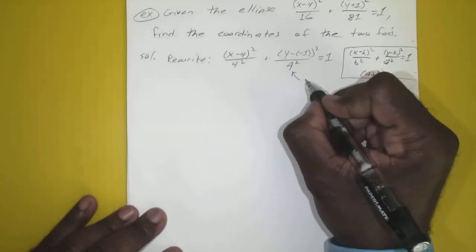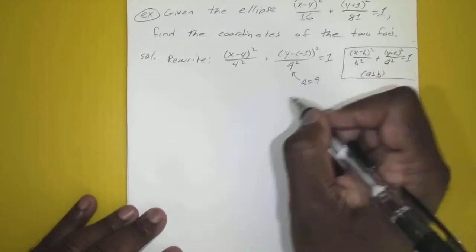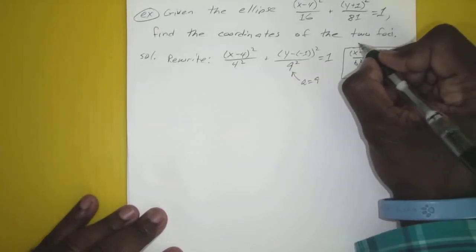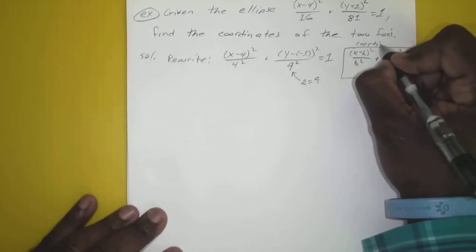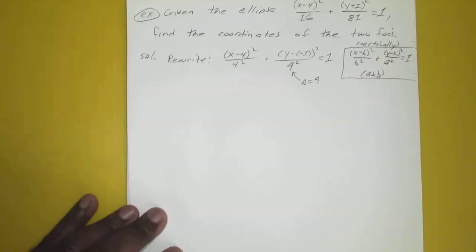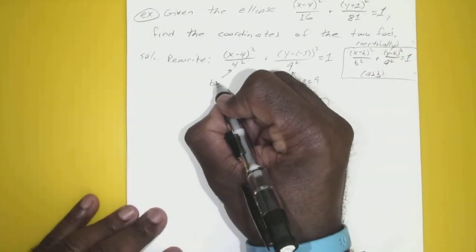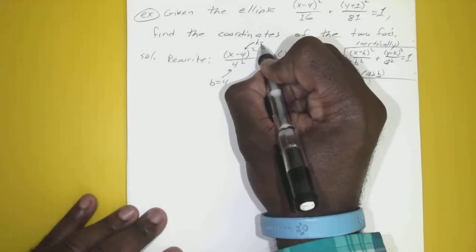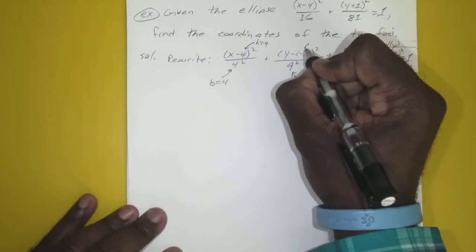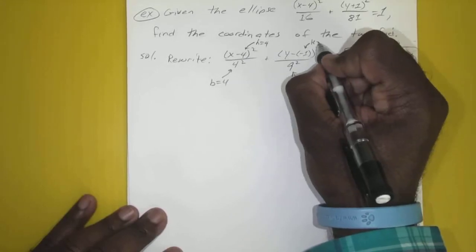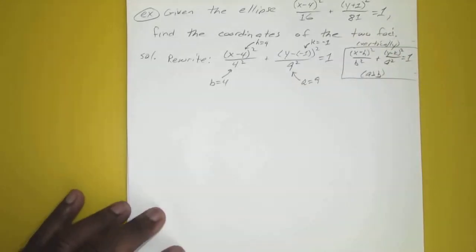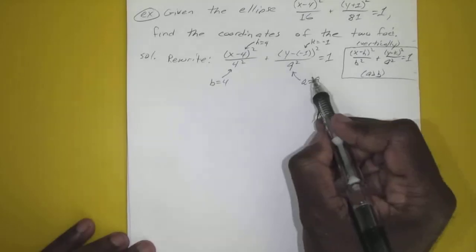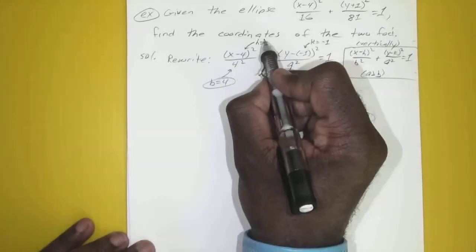So in this case, our a is equal to 9. But this is stretched vertically instead of horizontally like the last one. Our b is equal to 4. Our h is equal to 4. And our k is equal to negative 1. We can go ahead and just put a quick circle around those.